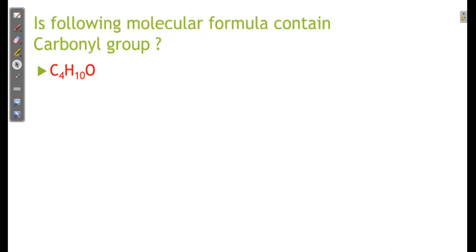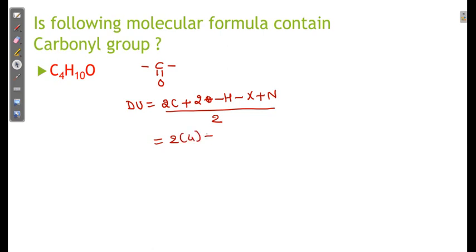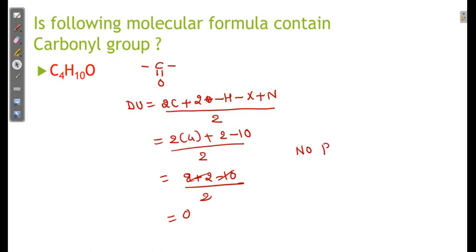Is the following molecular formula containing the carbonyl group? These are the questions. So carbonyl group is known as this one. Let us check DU. DU is equal to 2C plus 2 minus H minus X plus N divided by 2. If we see here, then 2 into 4 plus 2 minus 10. There is no possibility of oxygen. So 8 plus 2 minus 10 divided by 2, these are going to be cancelled out, it is equal to 0. If the DU is 0, there is no possibility of a carbonyl group, because in case of a carbonyl group at least we require 1 degree of unsaturation or 1 DU.